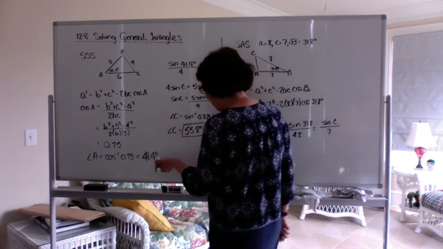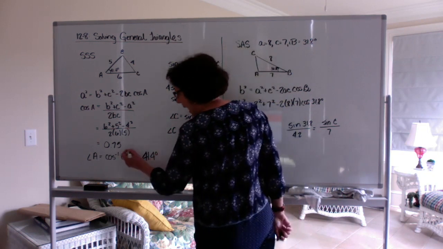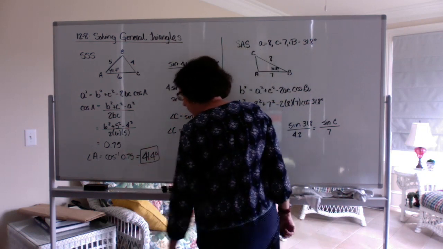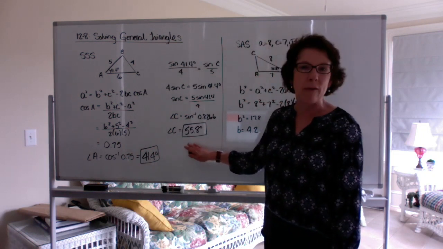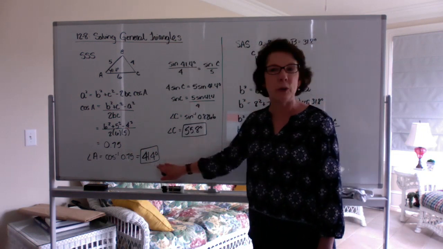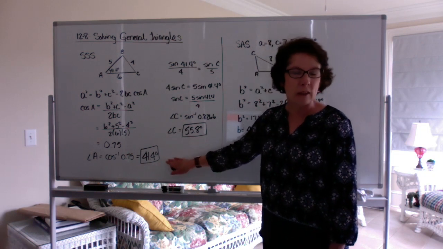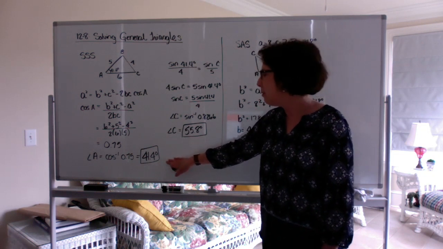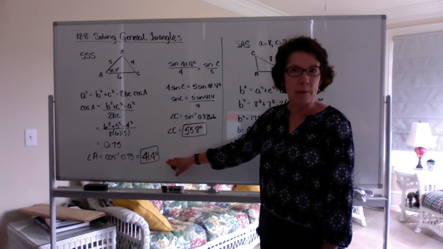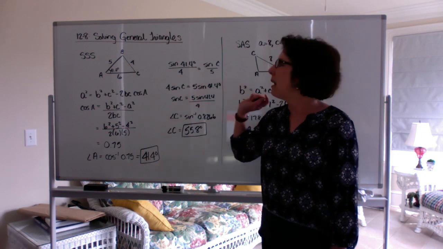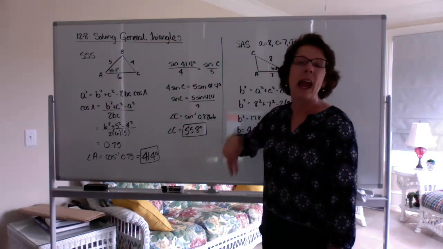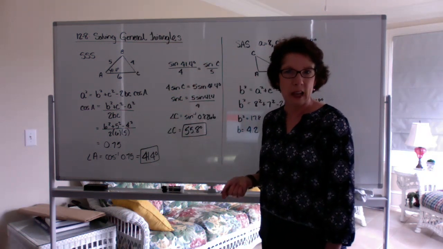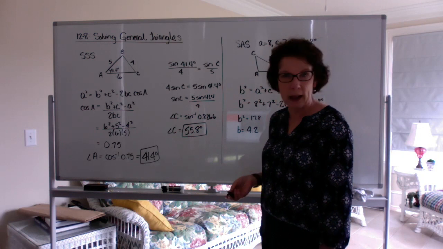Angle C is 55.8. Angle A is 41.4. And then, of course, to find angle B, I don't even have the work up here, but you will add these two angles together and subtract their sum from 180 to find the remaining angle B. All right, so on SSS, we used our law of cosines necessary to do that, and then we switched over to the law of sines to find the other two angles.